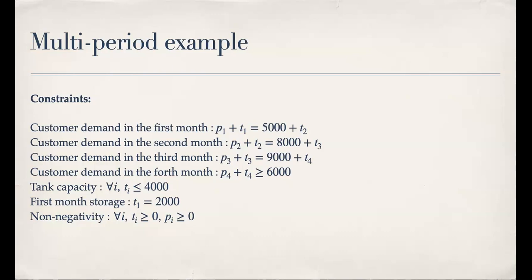And what is T1? T1 stands for the amount of oil in the tank, right? So you purchase P1 and you have T1. The summation of those numbers must be equal to what you sell to your customer. The customer needs 5,000 liters in the first month.